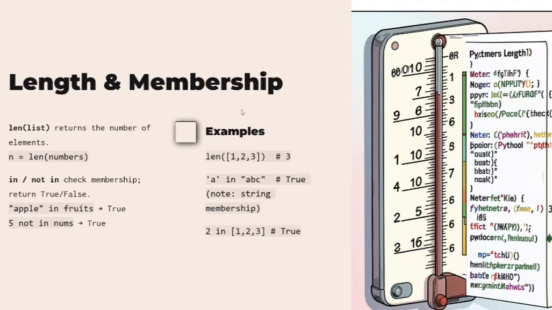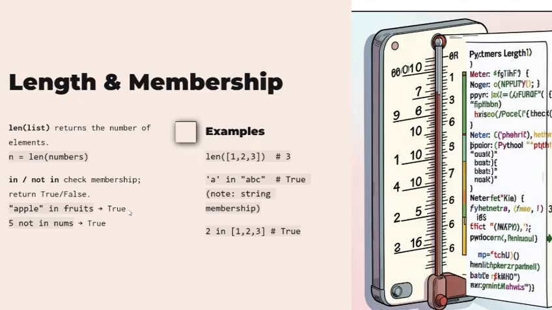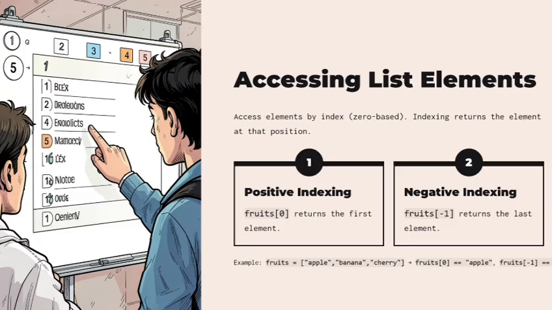Okay, membership operators. Python provides in and not in to check whether an element exists. For example, as in the previous one, fruits is equal to apple, banana, cherry. If I write "apple" in fruits, it will return True because apple is present in the list. But if we write "mango" in fruits, it will return False because mango is not present.